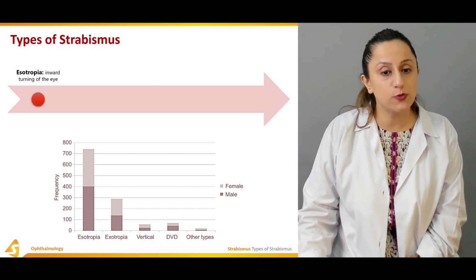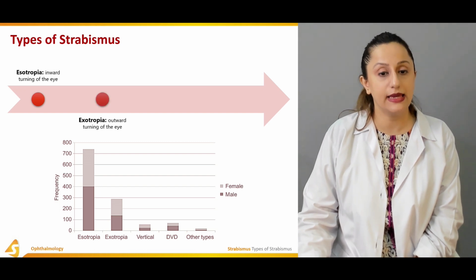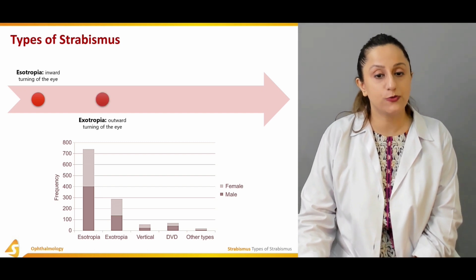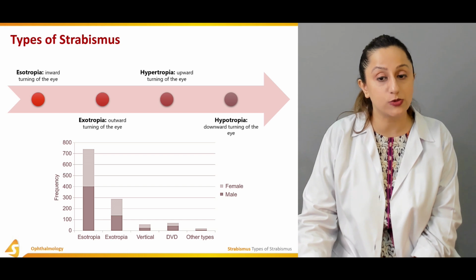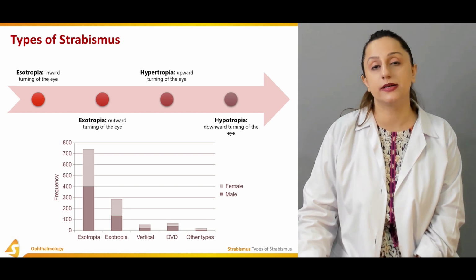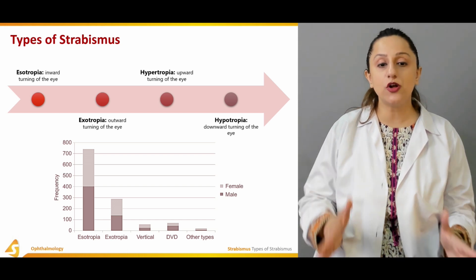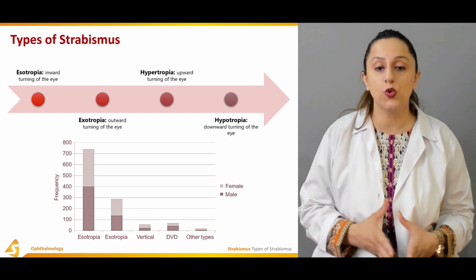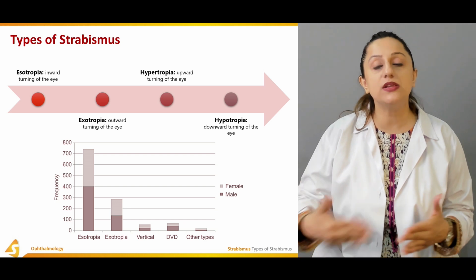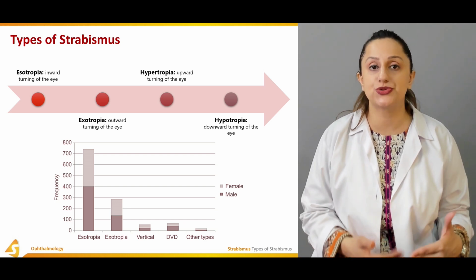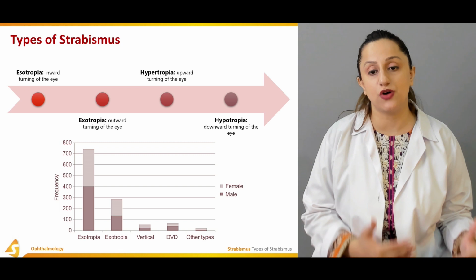The esotropia is the inward turning of the eye. We have the exotropia, which is the outward turning of the eye. Hypertropia, which is the upward turning of the eye. And then we have the hypotropia, which is basically the downward turning of the eye. So these terminologies are eso, exo, hyper, which relates to the superior deviation, and hypo, which relates to the inferior deviation of the eyeball.